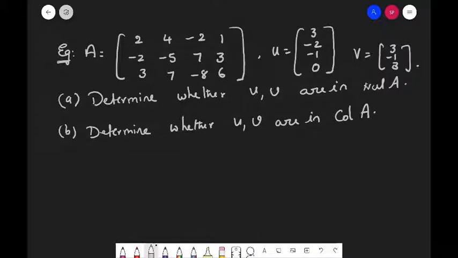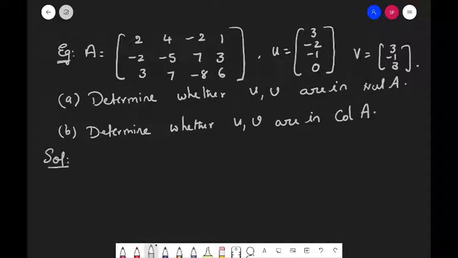Let us go through this problem. Matrix A is given and two vectors u and v are given, and you have to determine, in part a, whether u and v are both in null A, and in part b, whether u and v are both in column A. So let us look at the solution.